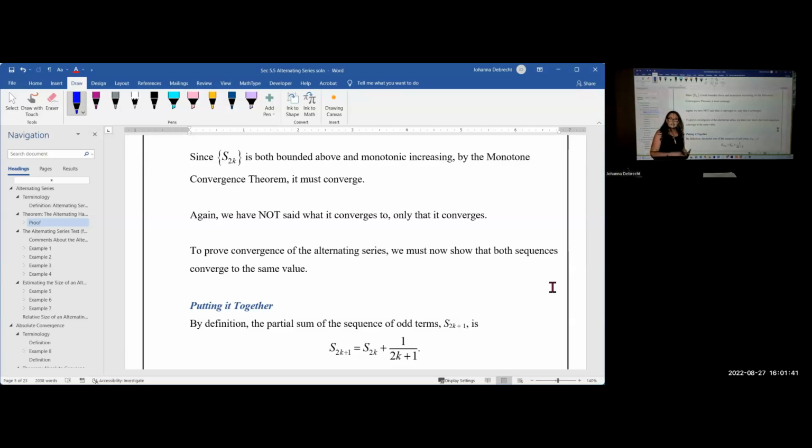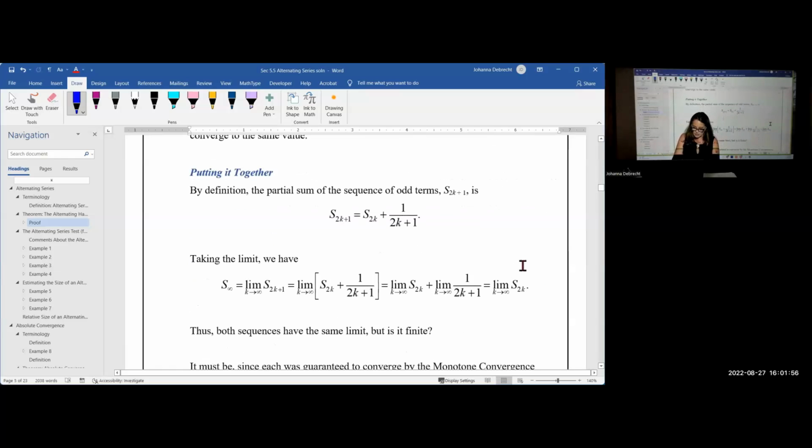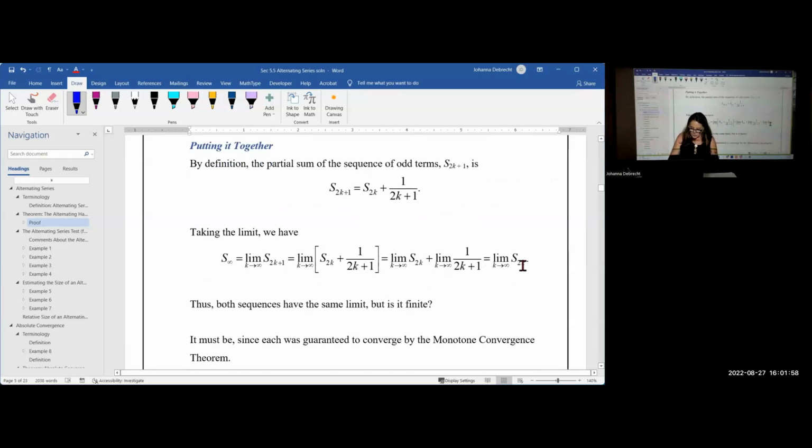So far, all I've got is they both converge, but I haven't proved they converge to the same thing. So to prove convergence of the alternating series, that's the thing I need to do now. I need to show they converge to the same value. So we're going to put it together, and we're going to think about what it means to have S sub 2k plus 1. Well, that's the previous partial sum, S sub 2k, plus the next term, A sub 2k plus 1, which is 1/(2k plus 1). And so we have this relationship between the two.